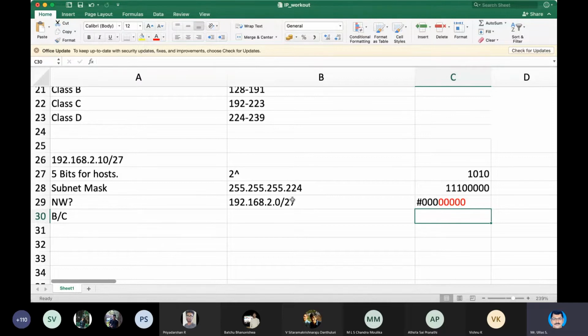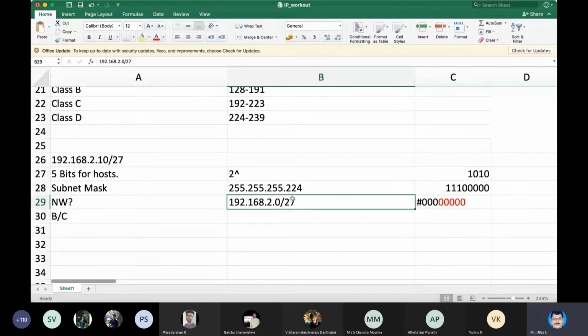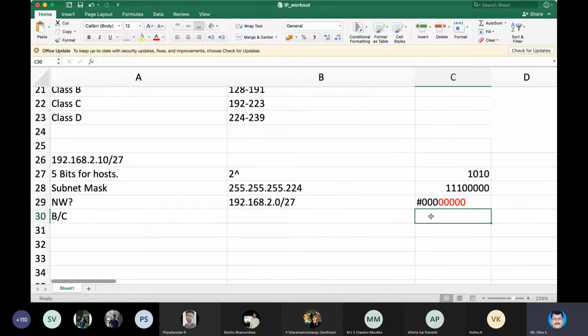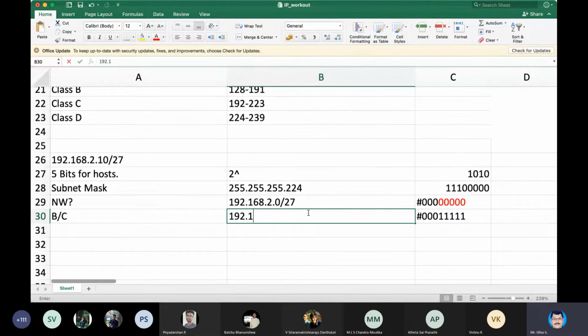So what one of you has answered is correct. The network address is 192.168.2.0. And what would be the broadcast address? The network bits I cannot change. The remaining 5 bits I have to put as 1. So what is this value equal to? 31. So 192.168.2.31 is the broadcast address for this.